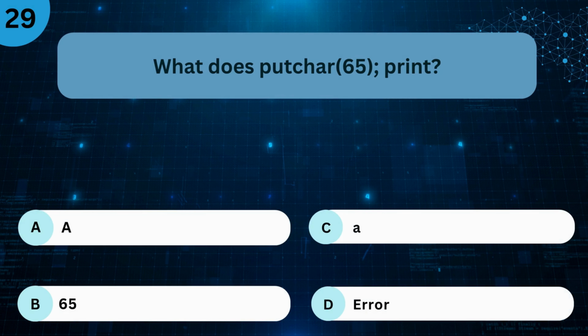What does putchar(65) print? A. Capital A, B. 65, C. Small a, D. Error. The right answer is A, capital A.